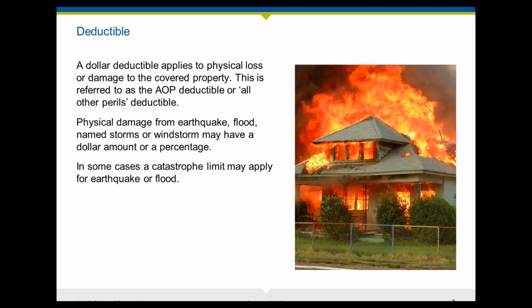Physical damage from earthquake, flood, named storms, or windstorms, or other catastrophes may have a dollar amount or a percentage. In some cases, a catastrophe limit may apply for earthquake or flood. It is really important to read the forms and to understand the deductibles. Each peril that we listed may have a different limit, and it may have a different deductible. So I just cannot stress enough how important it is to read the coverage form and all the assigned endorsements.